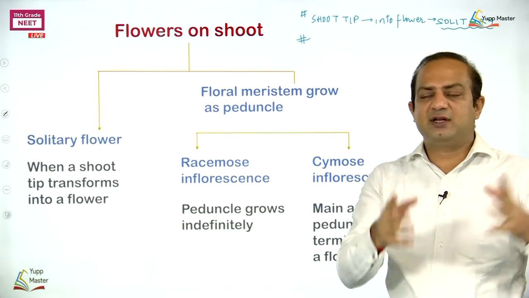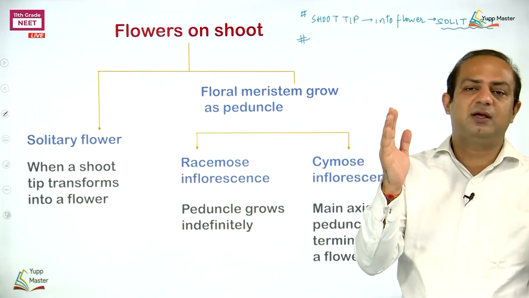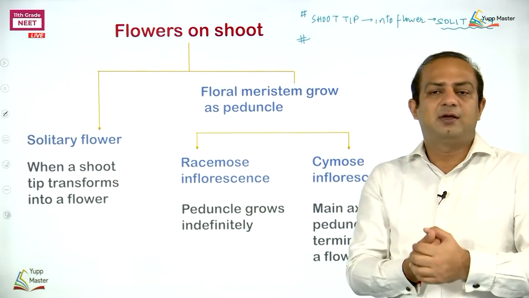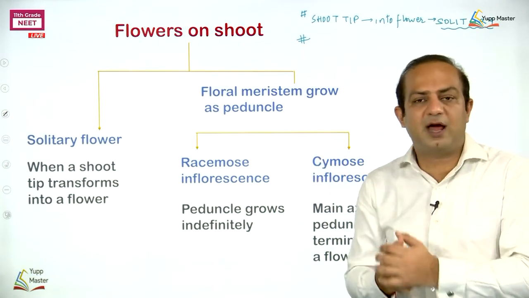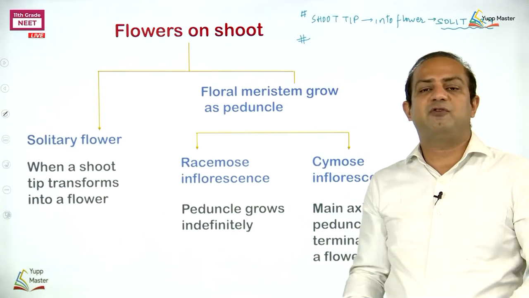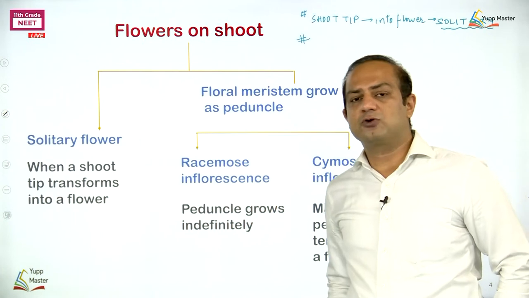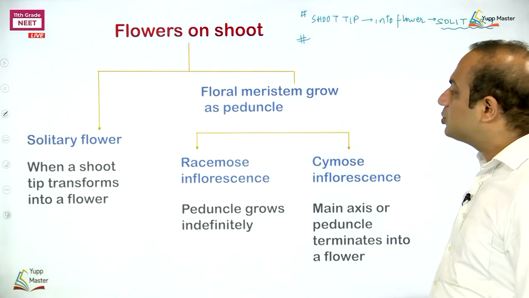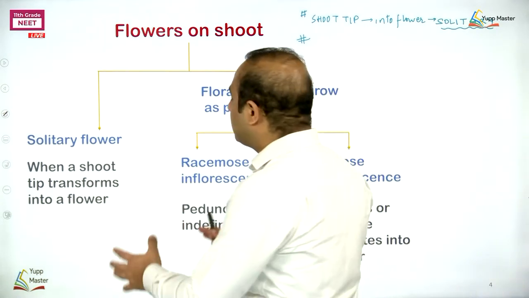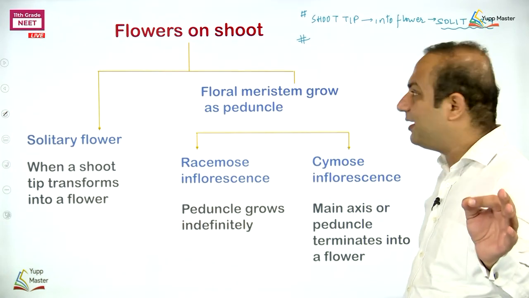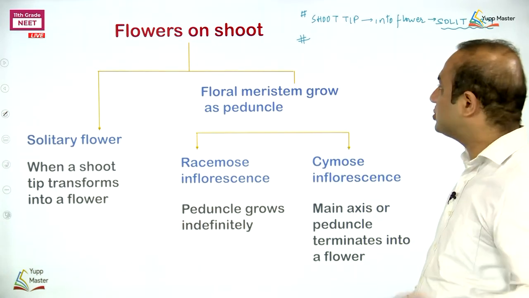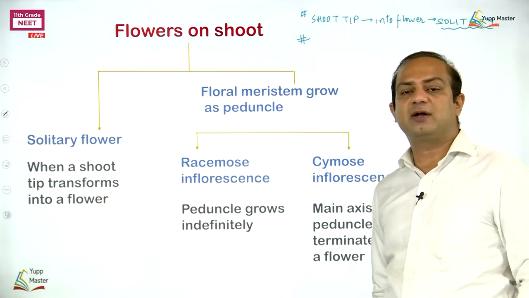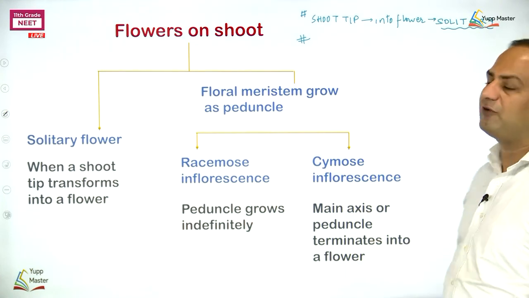Chances can be many. If it is carried by wind, so many pollen grains are coming, at least 5, 10, 15, 20 or hundreds. You can say 20% or 30% of pollen may get trapped in such an inflorescence, which has so many female flowers on it. So this is how inflorescence is more advantageous over solitary flower, right? Here we are saying solitary flower is when a shoot tip transforms into a flower. So I made a concise note: the shoot tip into flower. If the shoot tip is turning into a flower, that condition is a solitary flower.